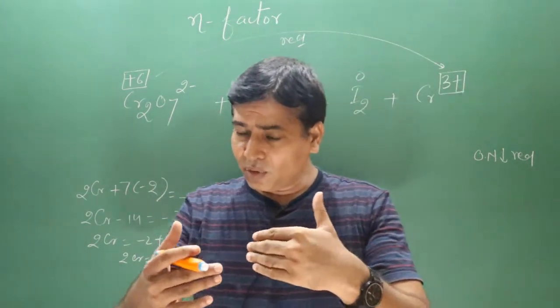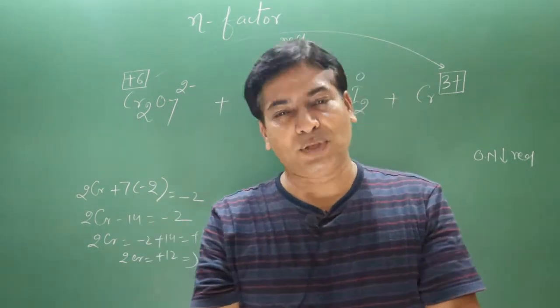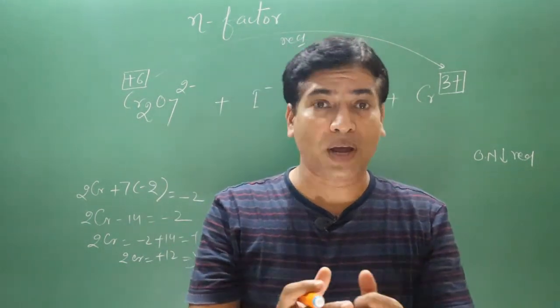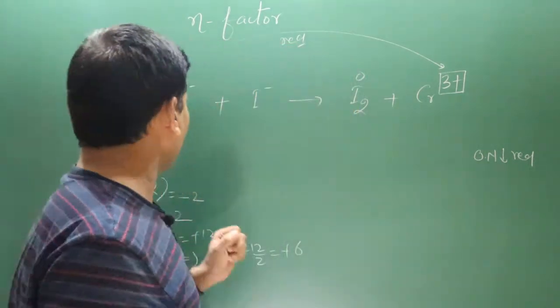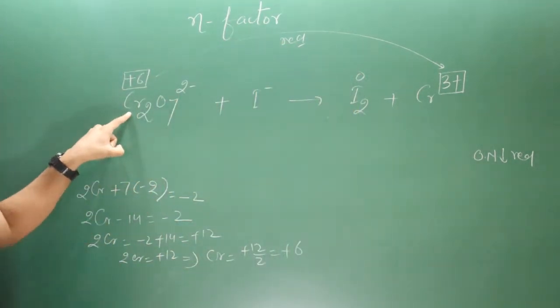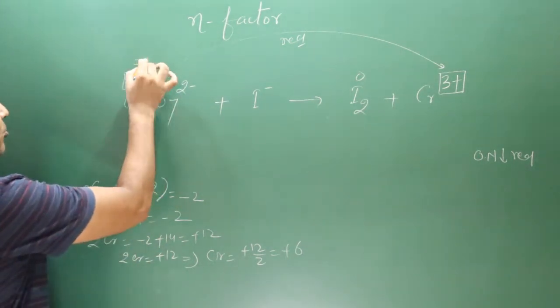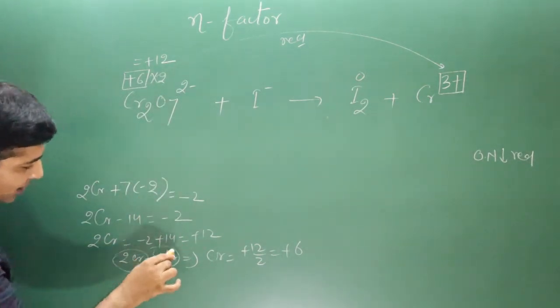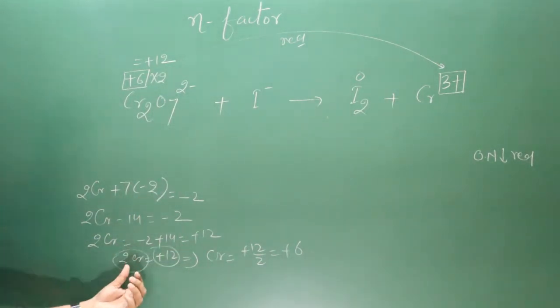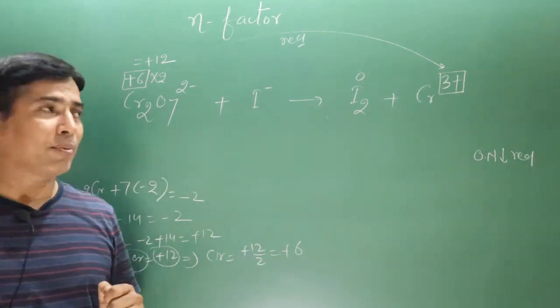First of all, we calculate the N factor value for what kind of substance? What is the number of atoms present for the same element? In this case, you can see 2 Cr. 1 Cr is +6, so 2 Cr will be multiplied by 2, which gives +12. Already it is written, 2 Cr is +12 oxidation number. And when we calculate the oxidation number of 1 Cr, we get +6.